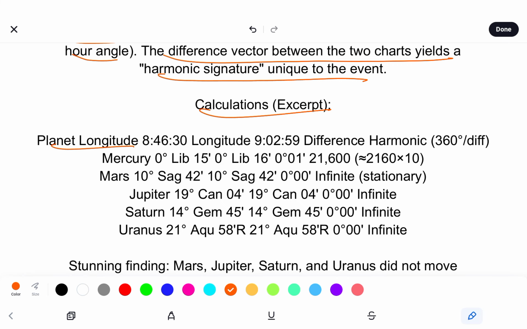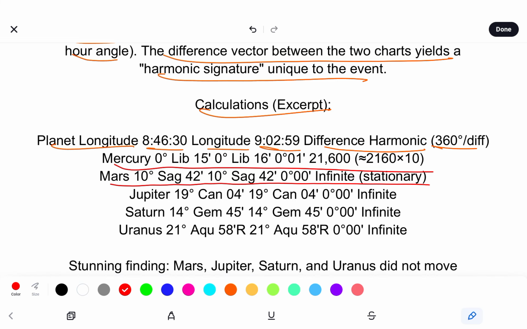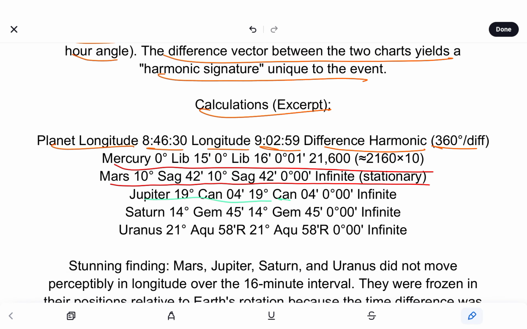So we have our planet, longitude 8:46:30, longitude 9:02:59, and difference, harmonic 360 degrees over the difference. Mercury 0 degrees Libra 15, Libra 16, 0 degrees 01, 21,600 equals 2160 multiplied by 10. Mars 10 degrees Sagittarius 42, 10 degrees Sagittarius 42, 0 degrees 00, infinite, stationary. Jupiter 19 degrees Cancer 04, 19 Cancer 04 degrees, 0 degrees 00, infinite.